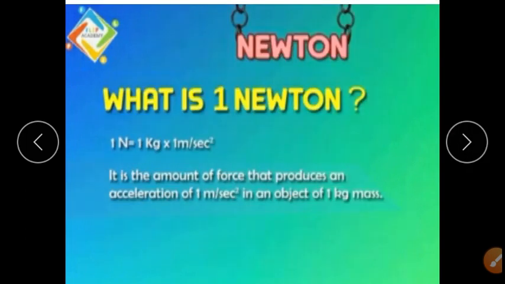Then let us see what is 1 Newton. If you put mass is equal to 1 kilogram, acceleration is equal to 1 meter per second square, you will get force is equal to 1 Newton. 1 into 1 means 1. Therefore, 1 Newton is the amount of force that produces an acceleration of 1 meter per second square in an object of 1 kilogram mass.